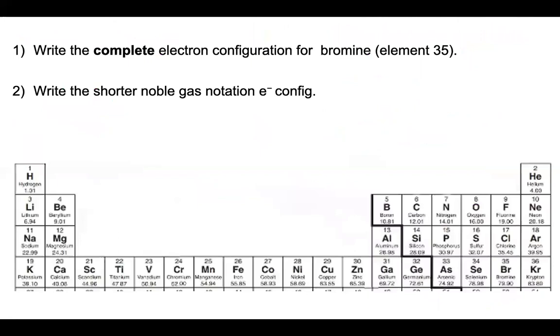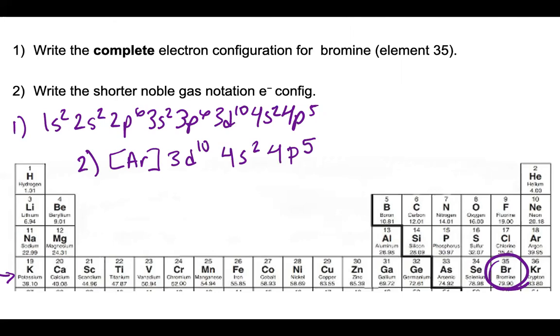So now that you're confident with writing electron configurations, go ahead and figure out the electron configuration for bromine. That's element 35. You can write the shorter noble gas notation for the electron configuration as well. And if you don't have a periodic table, here's one that is provided for your use as a reference. Again, press pause if you need more time. But here we go.